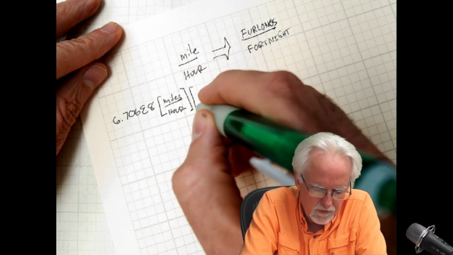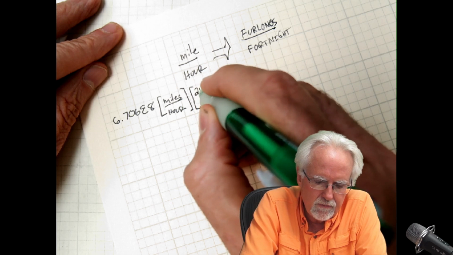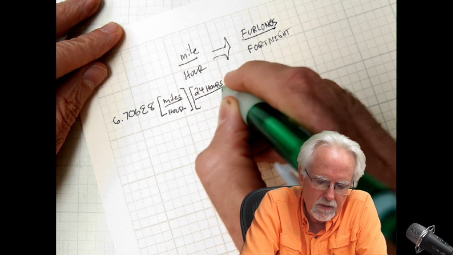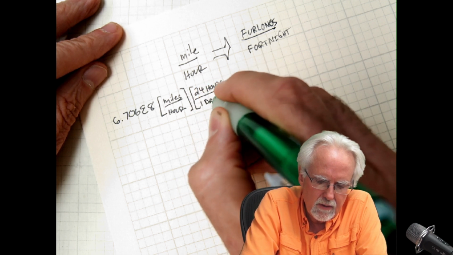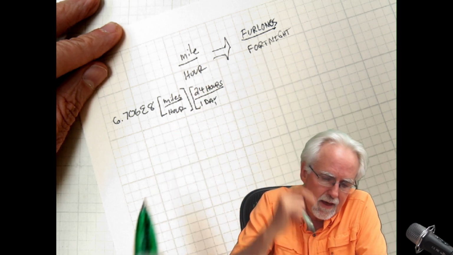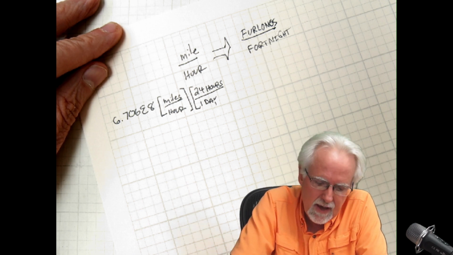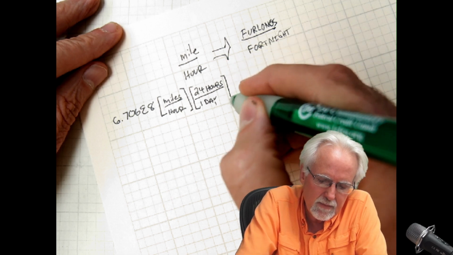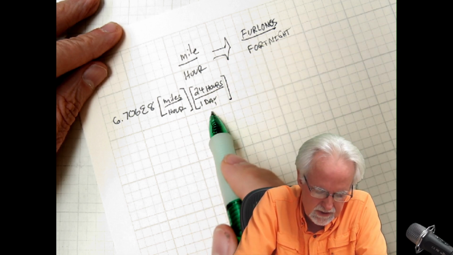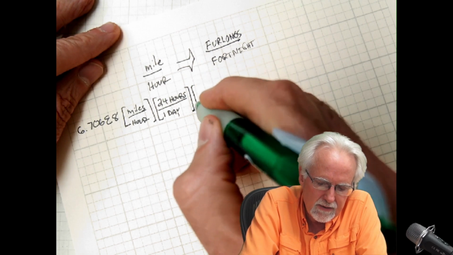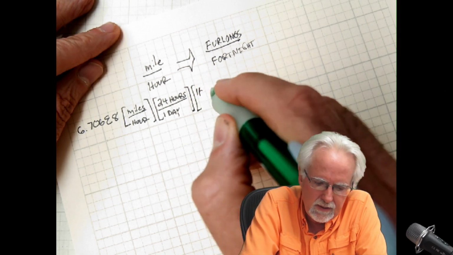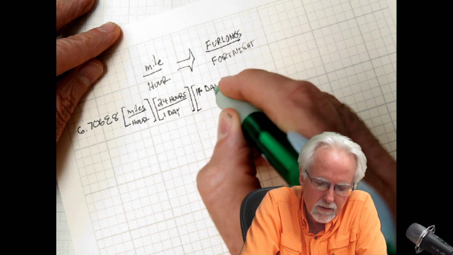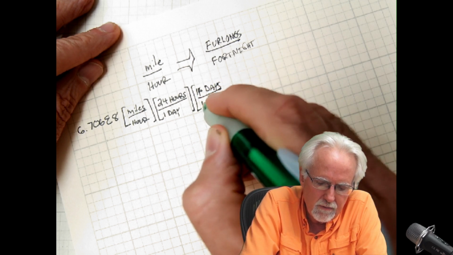And so what is the first thing we know? That there are 24 hours in one day, because I don't know how many hours there are in a fortnight. So I've got to go one step at a time. I know that there are 24 hours in a day. And then I know that there are 14 days in one fortnight.